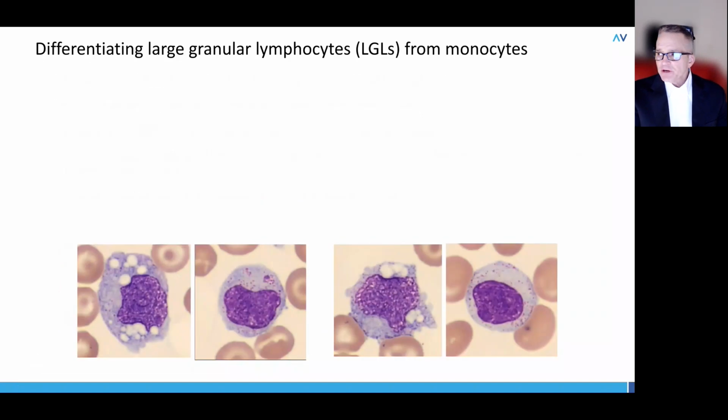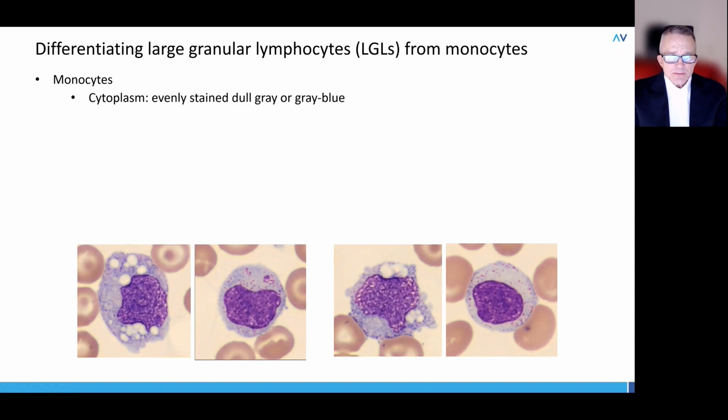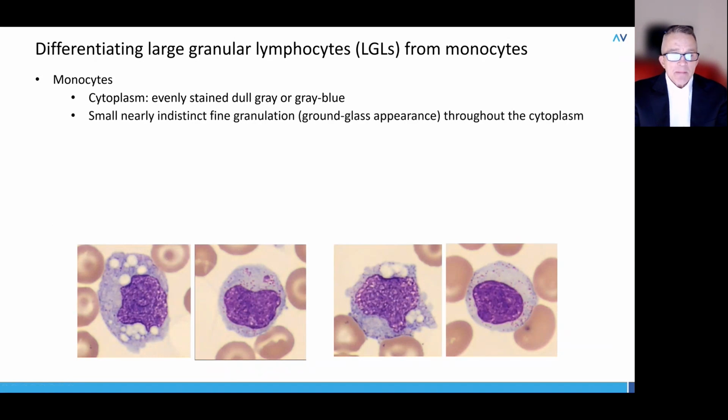Now, let's talk about differentiating large granular lymphocytes from monocytes. Here I blew them up a little bit, but these are a relatively clear monocyte, LGL, monocyte, LGL. So how do we differentiate between them? Well, monocyte cytoplasm, as you see here, is an evenly stained, dull gray or gray-blue coloration. The color is very dull and bluish-gray. Many monocytes have nearly indistinct or sometimes invisible fine granulation distributed throughout the cytoplasm that can make it appear like ground glass.